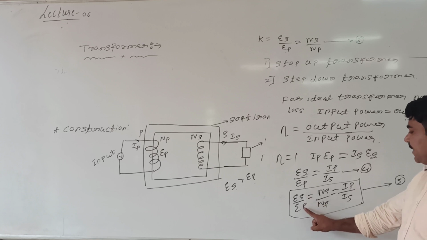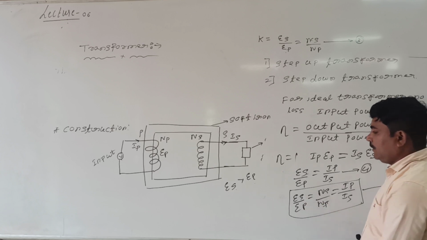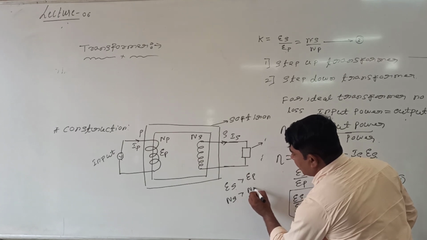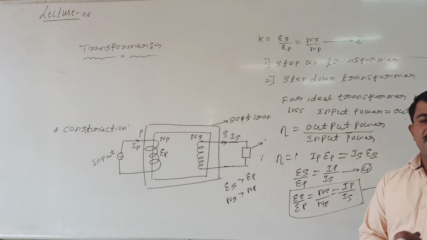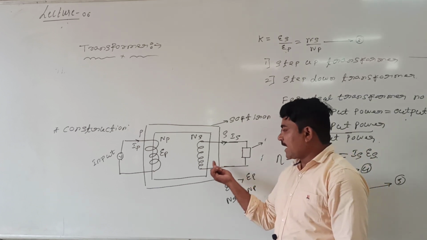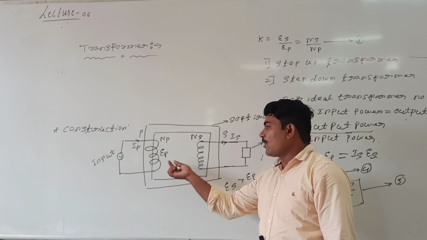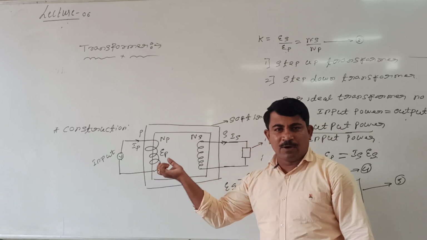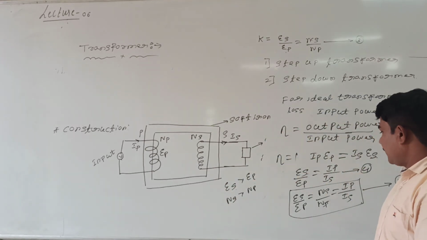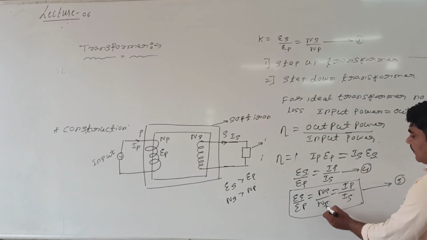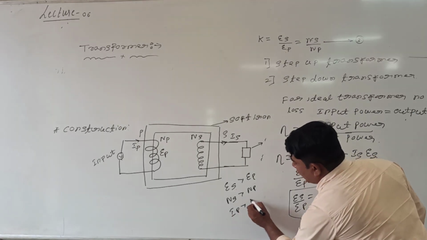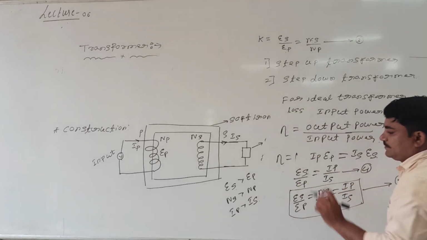If ES must be greater than EP, then the condition is NS must be greater than NP. The number of turns in the secondary must be very high, and the number of turns in the primary must be low. Then such a transformer is said to be a step up transformer. Again, if NS is greater than NP, then the condition is IP must be greater than IS.